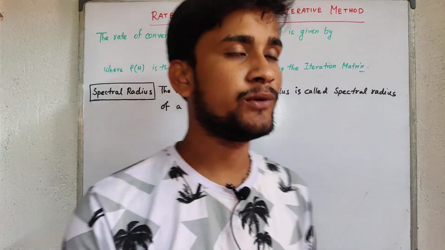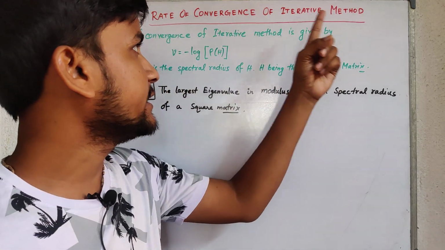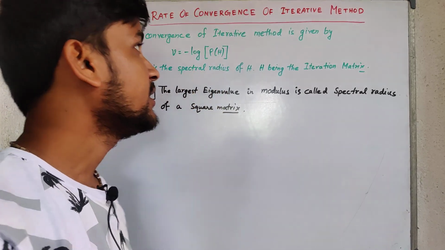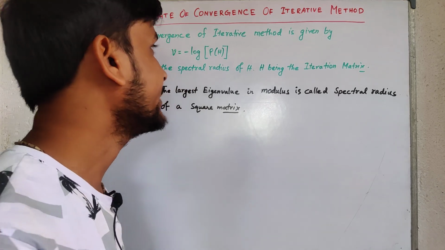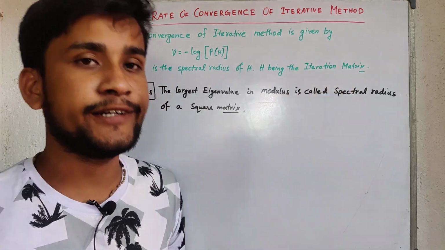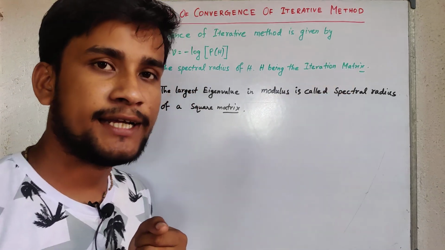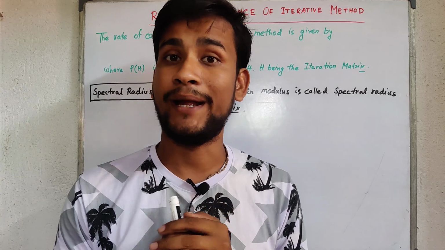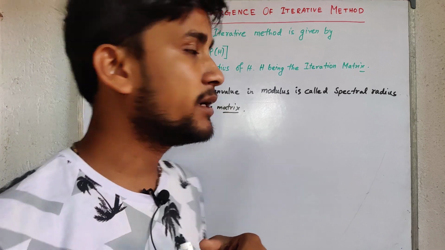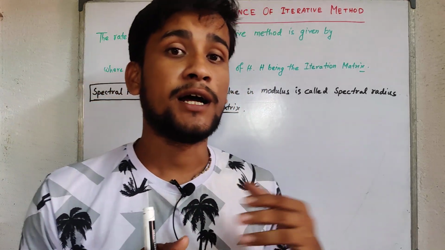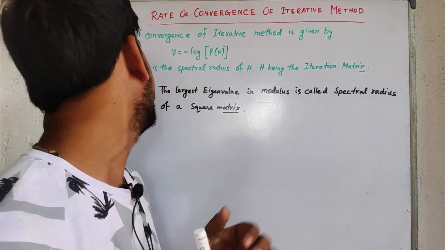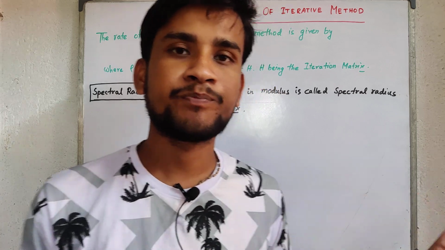So here in this video we are going to discuss the rate of convergence of iterative methods. This is also a very important concept of numerical methods. How can we calculate the rate of convergence of an iterative method? And one more thing is the spectral radius of a matrix. The spectral radius is related to the rate of convergence of iterative methods. How can we calculate the rate of convergence, and what is the role of the spectral radius? In this video we are going to discuss this.